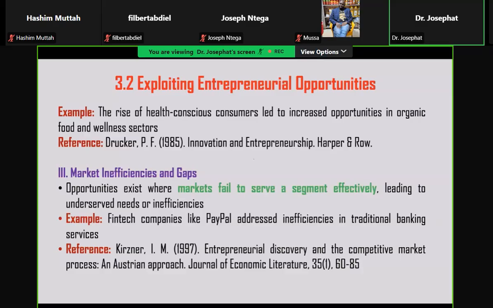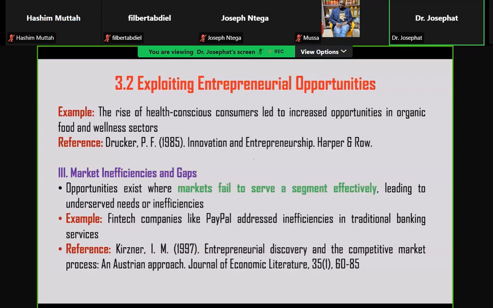The fourth one, you talk about regulatory or political changes as a source of business opportunities. New laws, deregulations, or government policies can create opportunities for businesses to enter or exit the market. Example, the legalization of cannabis in several jurisdictions created a booming industry for medical and recreational products.